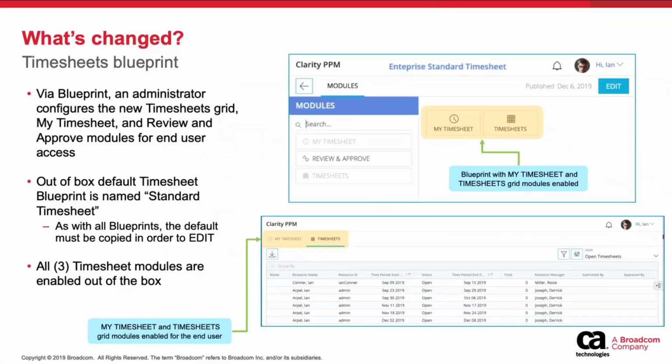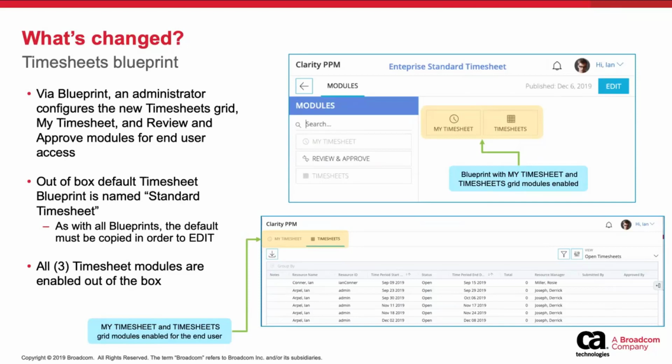Now, the timesheet grid is available by default upon the upgrade. However, there is a way to configure that on the blueprint. We see the timesheet grid actually becoming a replacement for the review and approve module. So customers may wish to not enable that module and just present the timesheet and the timesheet modules and go from there.